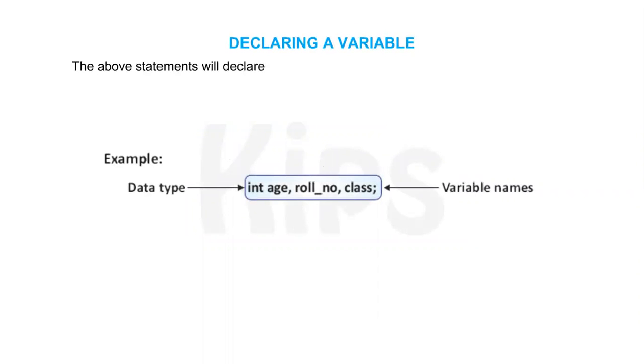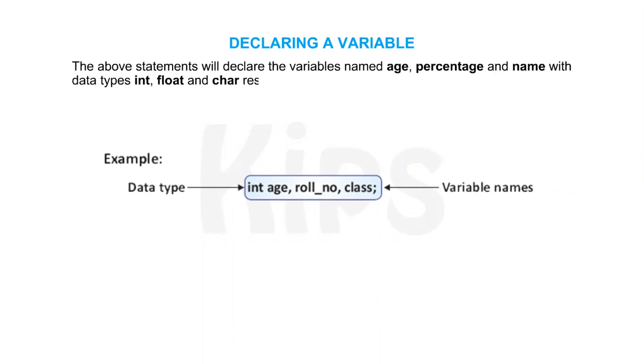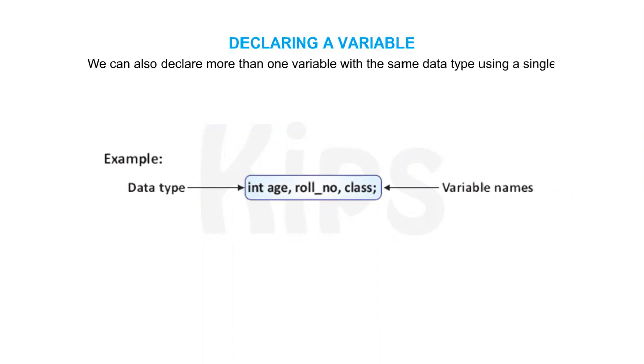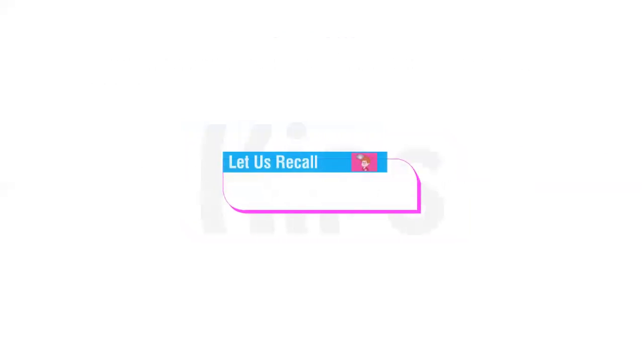The above statements will declare the variables named age, percentage, and name with data types integer, float, and character respectively. We can also declare more than one variable with the same data type using a single statement. Students, let us recall the various features of C.